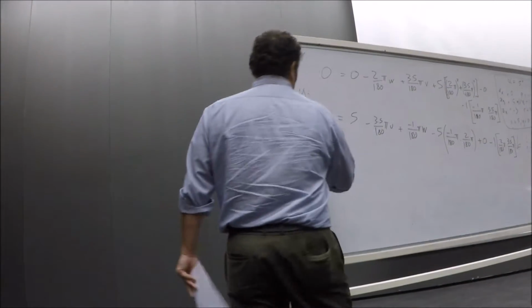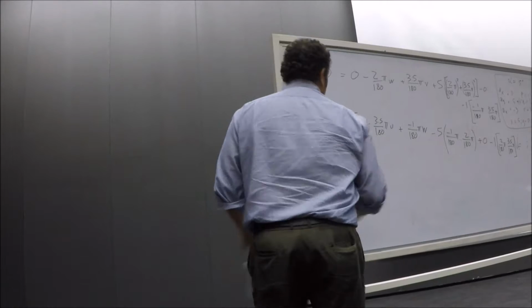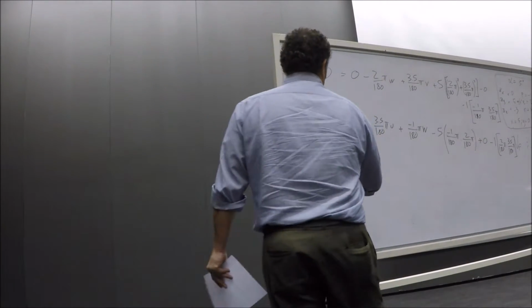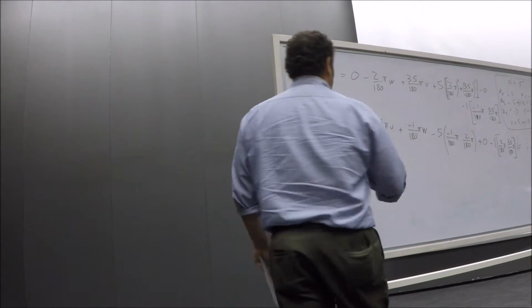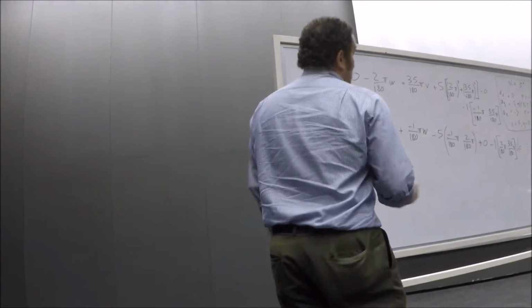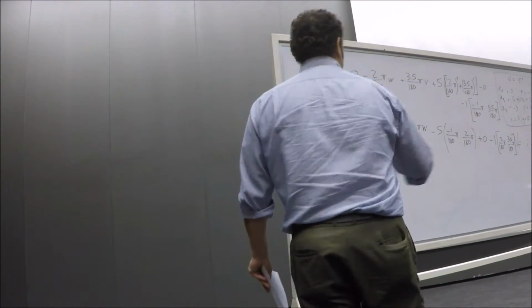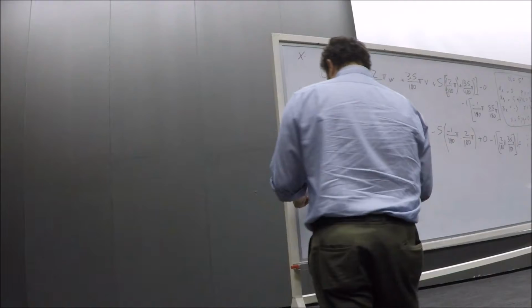Then we have the last one, z. W dot is 0, equal to az, which is minus 3.